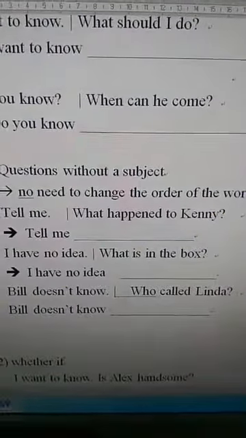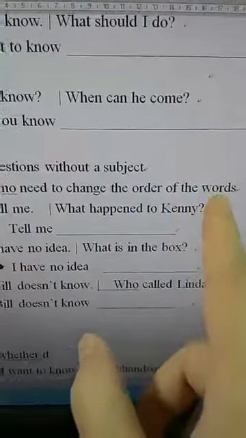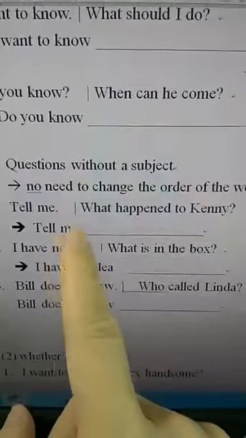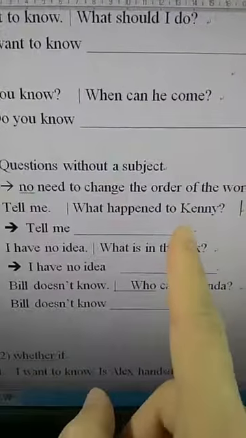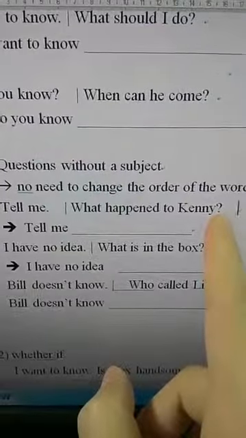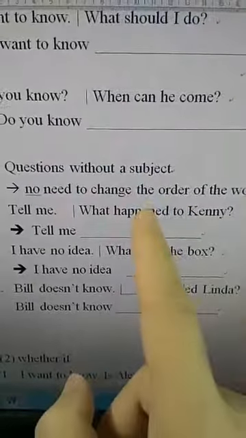Then what should we do? Okay, then I tell you, no need to change the order of the words. So the answer should be, tell me what happened to Kenny. You just copy the question. Okay? This is very difficult. Some people will change the order of Kenny and it happened.